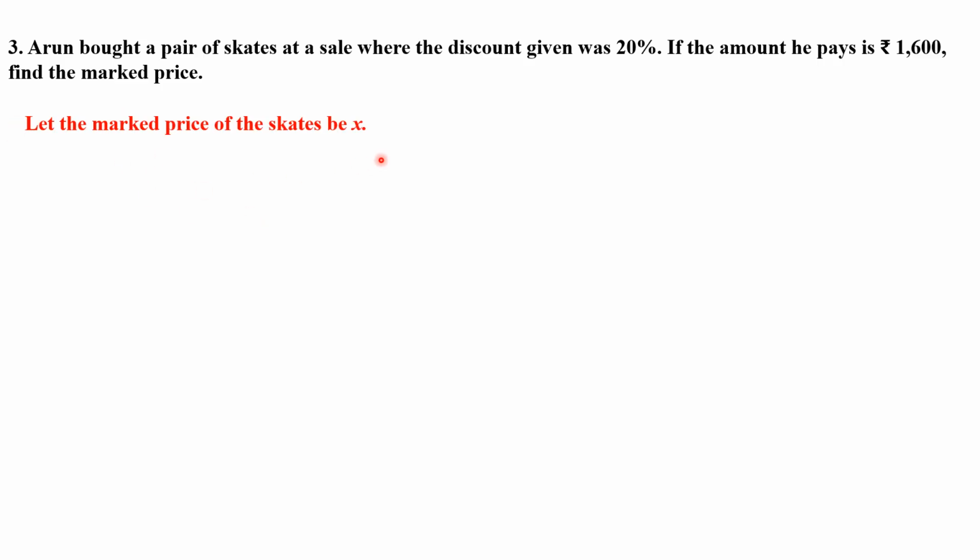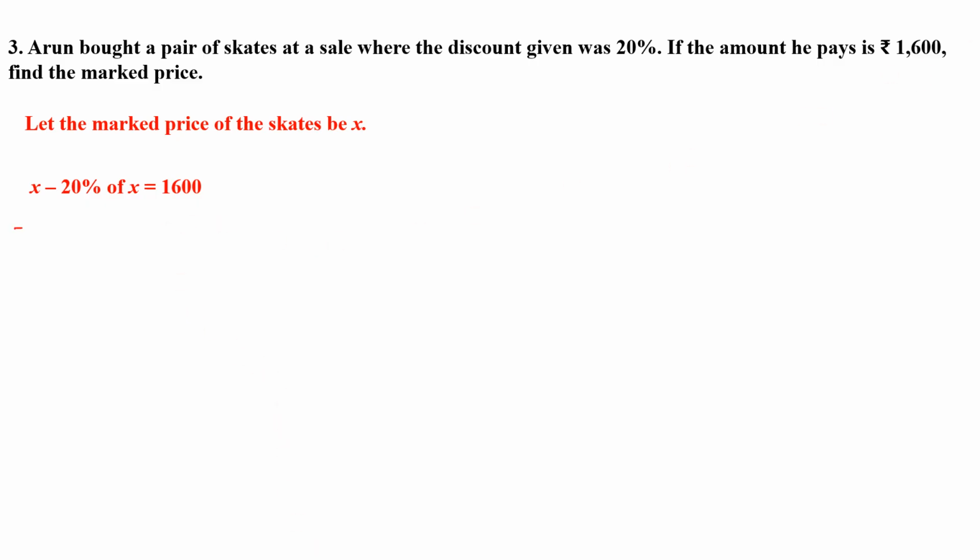So let the marked price of the skate be X. Now on this marked price you are getting a discount of 20%, and you know that to find the actual amount or the sale price of the item, you have to subtract the discount amount from the marked price. So from here I can write X minus 20% of X is 1600 rupees. So now you have to solve it.